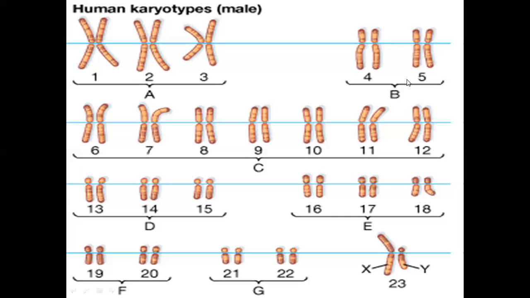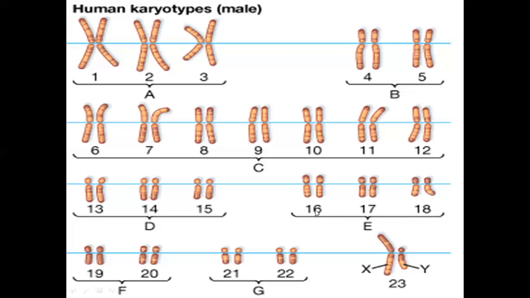Then you have the B group. These are large submetacentric chromosomes. Then we have the C group, which includes the 6th, 7th, 8th, 9th, 10th, 11th, and 12th chromosomes. These are medium-sized submetacentric chromosomes. Then we have the next group, the D group, which includes chromosomes 13, 14, and 15. These are medium-sized acrocentric chromosomes, and they include satellite bodies as well.